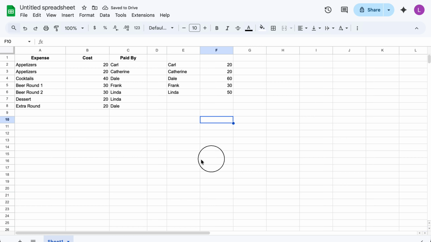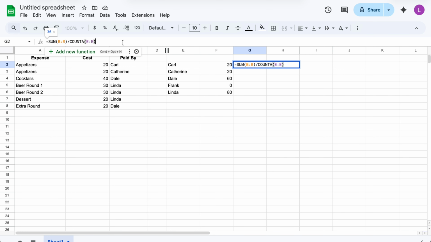Step 3. Calculate the average share. Next we calculate how much each person should have paid. First, sum all expenses, then divide by the number of people. Use this formula. I'll include this one too. This adds all costs and divides by the count of names. In this example, the average comes out to $40 per person.